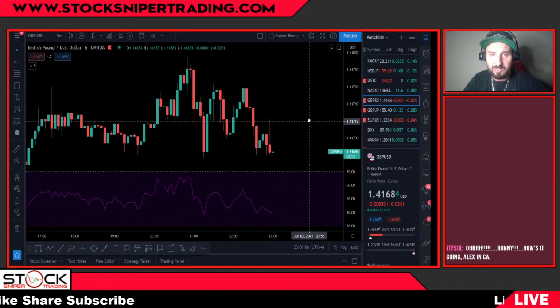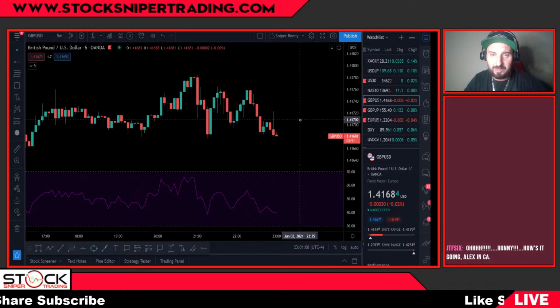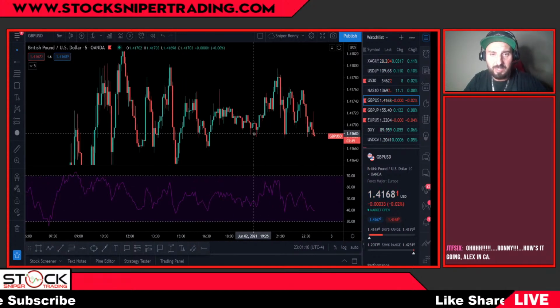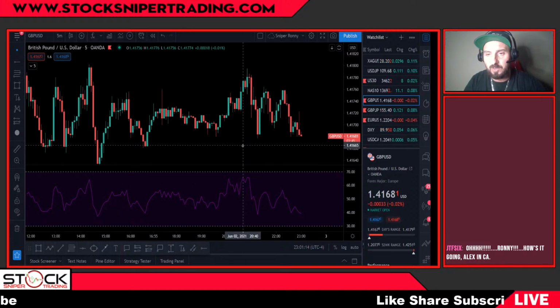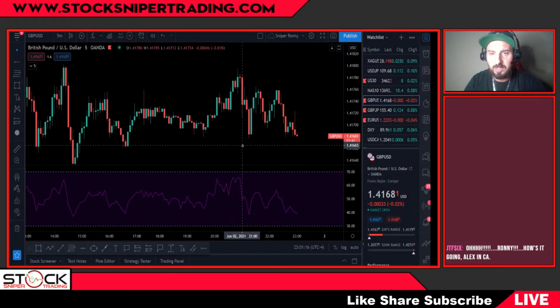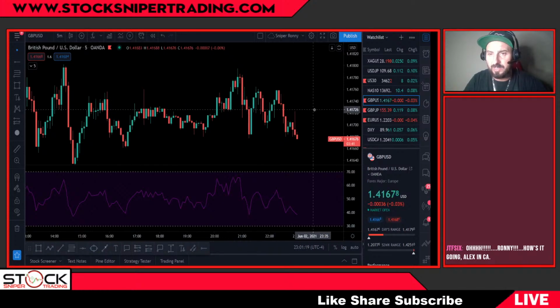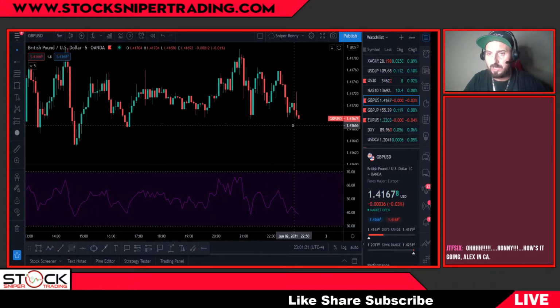One of my favorite Forex pairs to trade is GBP USD. I've been trading this one for a long time. I really like the way this one moves. It moves opposite the US dollar, so if you understand what the US dollar is doing, then you'll really get the hang of trading this pair too. This is a really nice pair to trade.